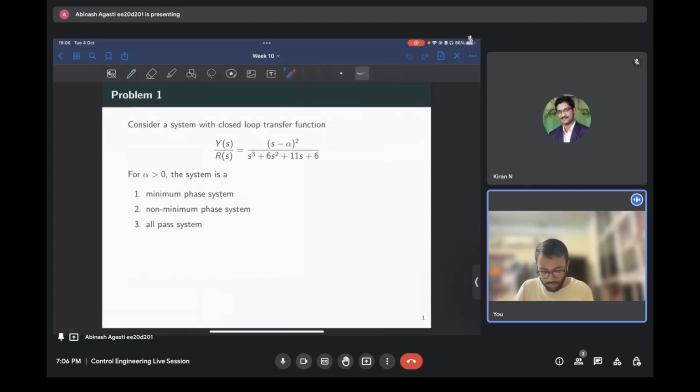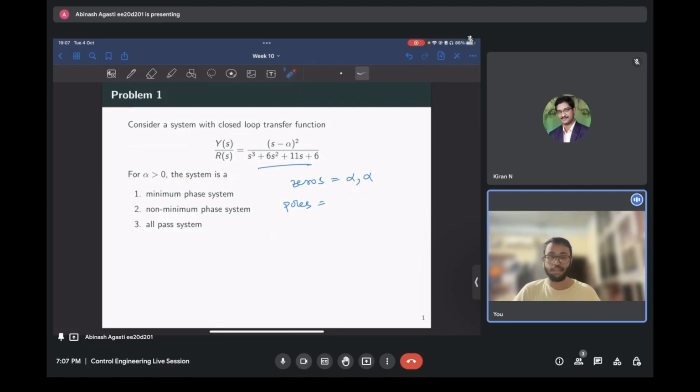So now we are being given this system. Consider a system with a closed loop transfer function given by this. So where are the zeros? Zeros are at two repeated zeros at alpha, and we have three poles, and this seems like a stable system. We can also check using Routh. But for this question, what we want to know is, for alpha greater than 0, the system is which kind of system?